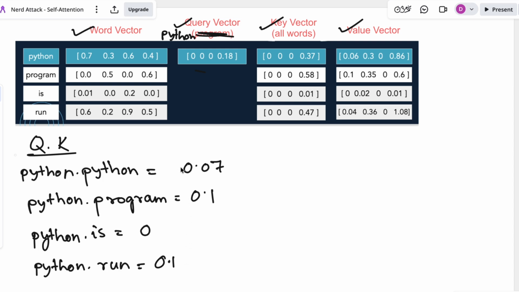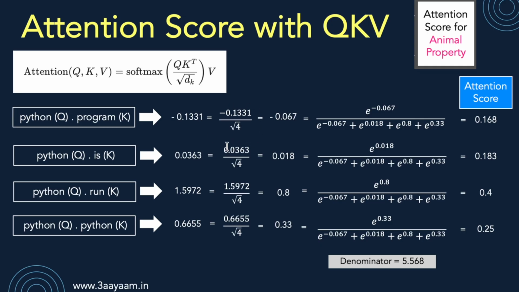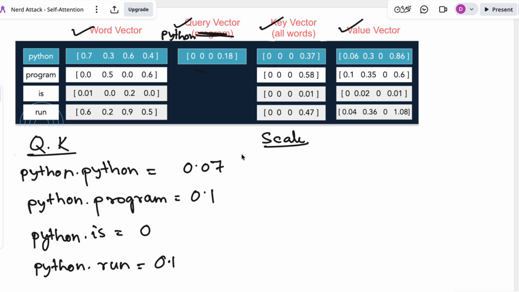So these are the dot products. Now the next step would be to scale it. And how do you scale it? This is how the scaling is done. The value is divided by the square root of the total number of elements. So similarly, it would be 0.07 divided by square root of 4, which will be 0.07 divided by 2, and the value would be 0.035. This would be 0.05, this would be 0, and this would be again 0.05.